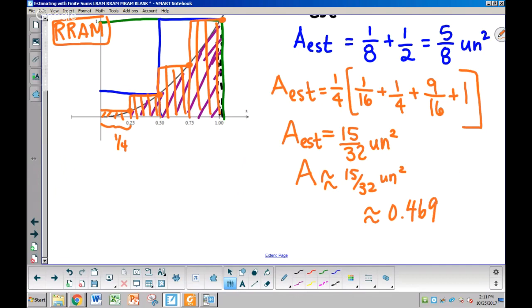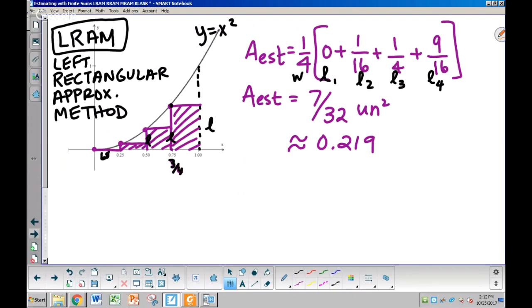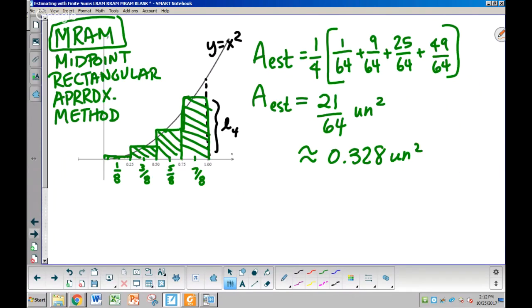And if I were to tell you that the exact area under that curve is 1/3, MRAM's pretty close. But how many rectangles? 4. Imagine how much better we could do if we had 6 or 8 or infinite. What happens the more and more rectangles? The closer it gets to the true area.